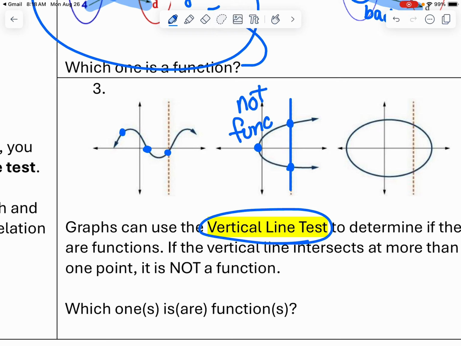It's not a function if it touches twice, which means this one was a yes because every x only had one y. This time, this x value has two y values, so it's no good. That's not good. So that one's not a function.